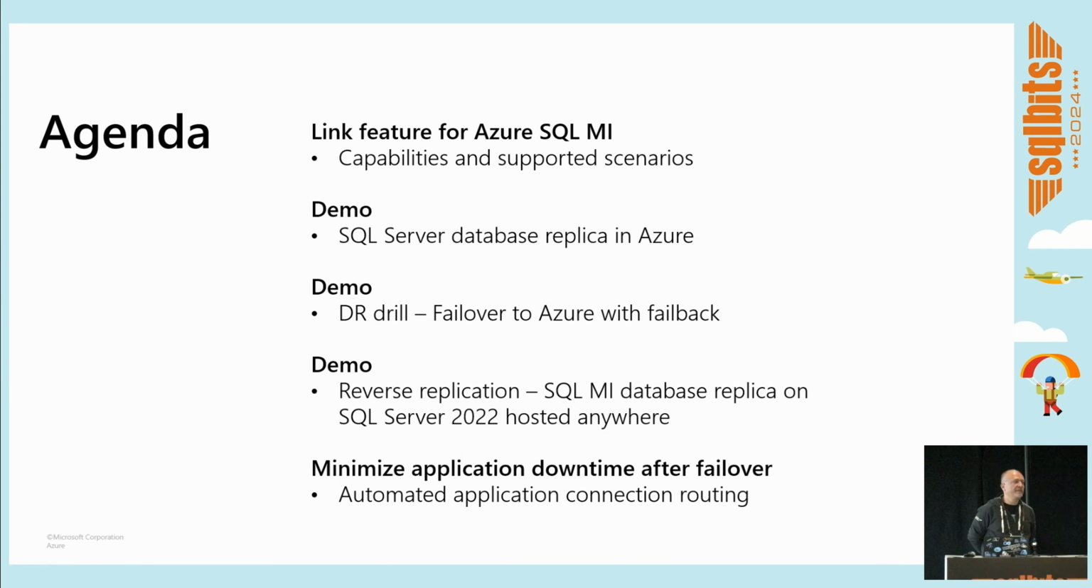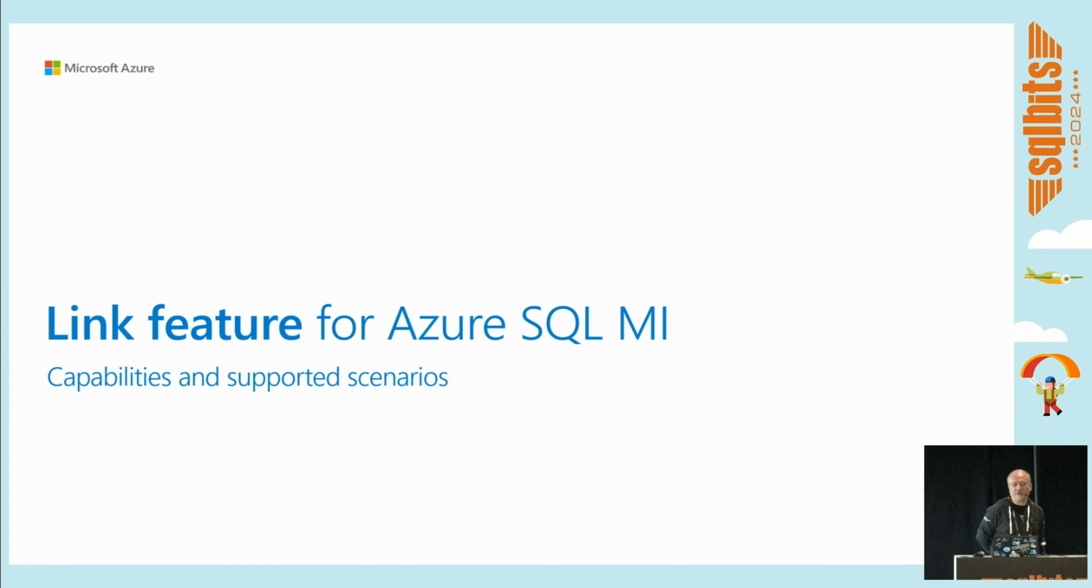So what are we going to talk about today? We're going to talk about the MI Link feature for managed instance. We're going to have 2 demos of replicating databases from SQL Server to managed instance using our favorite tool, SSMS. We're going to do a DR drill. We're going to do a failover back and forth from on-prem SQL Server to the cloud and back, hence the return ticket. And then we're going to talk about how to minimize the application downtime after the failover.